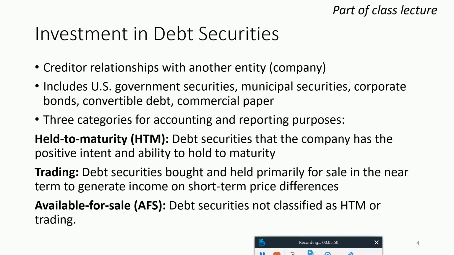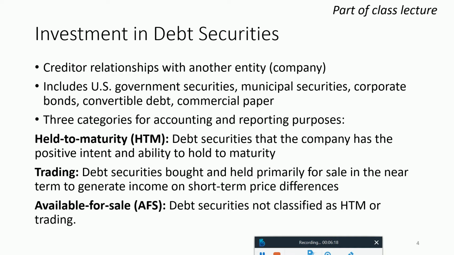So let's start first by talking about investments in debt securities. An investment in a debt security is when a company enters into a creditor relationship with another entity. This can include things like U.S. government securities, municipal securities, corporate bonds, convertible debt, and commercial paper. A good example are U.S. government securities and municipal securities.